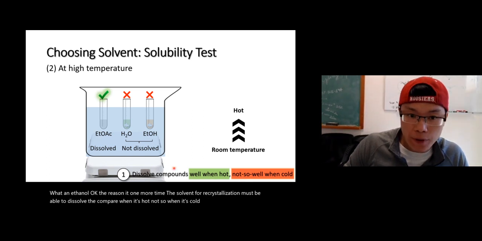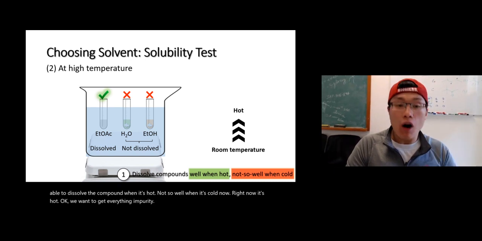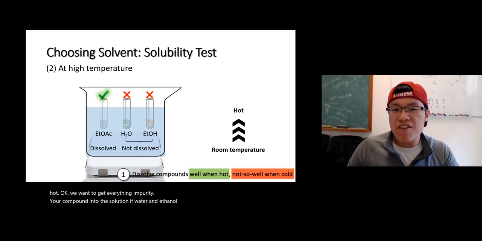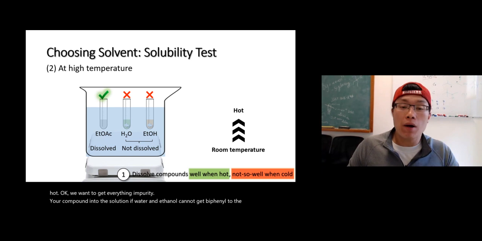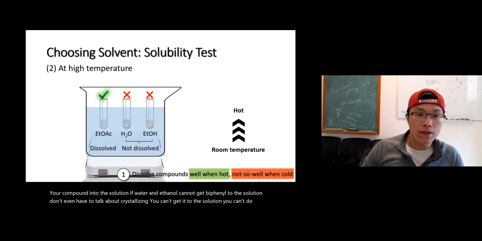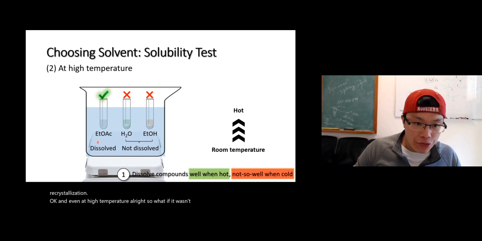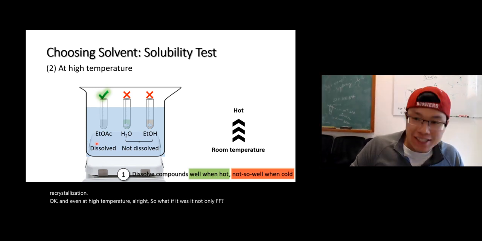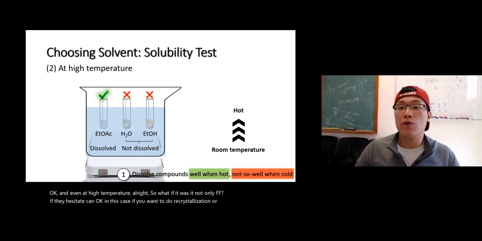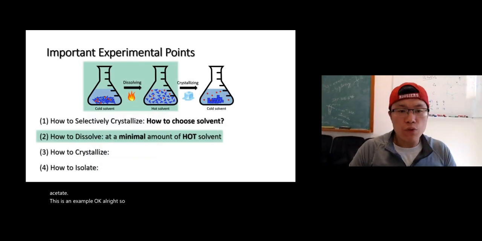Now, right now it's hot. We want to get everything, the impurities and your compound, into the solution. If water and ethanol cannot get biphenyl into the solution, we don't even have to talk about crystallizing it. You can't get it into the solution, so you can't do recrystallization, even at high temperature. So only ethyl acetate can. In this case, if you want to do recrystallization of biphenyl, you take ethyl acetate. This is an example.